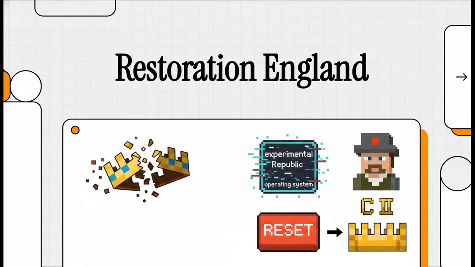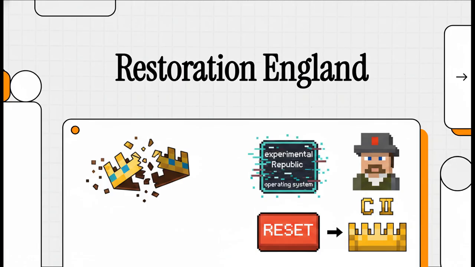By 1660, the English monarchy had literally been deleted. The entire country was running on this experimental republic operating system under Oliver Cromwell, and frankly, it was glitching out hard. So, if you're revising for your GCSE AQA History exam, specifically Section 3.3.2 BD, Britain Part 2, you are in exactly the right place.